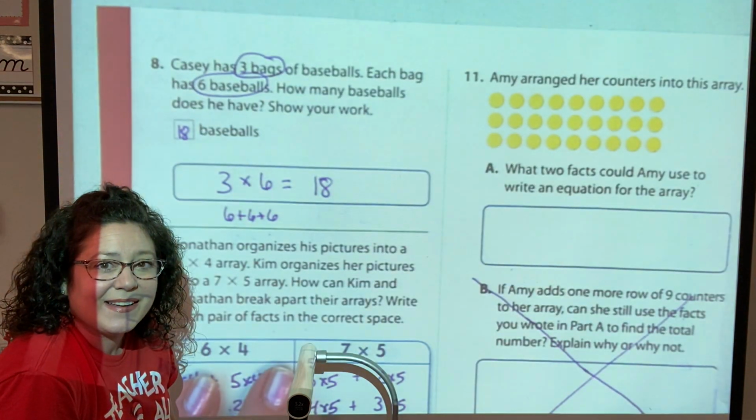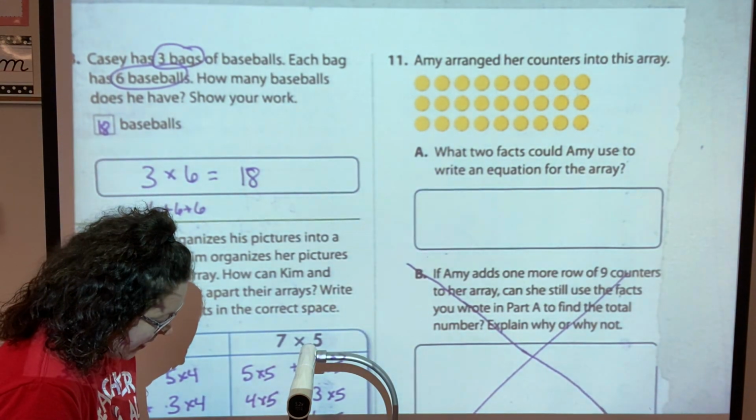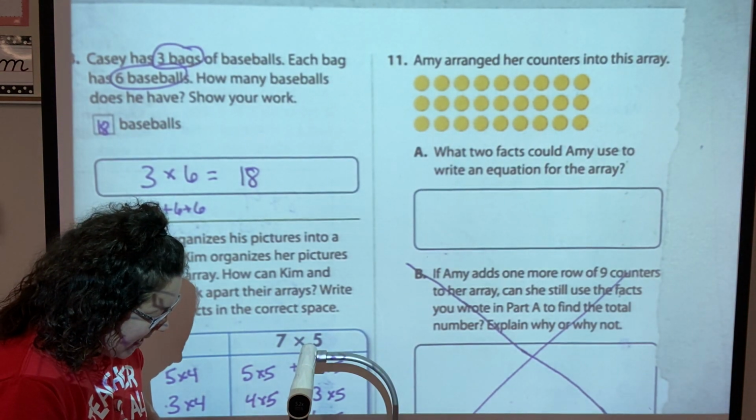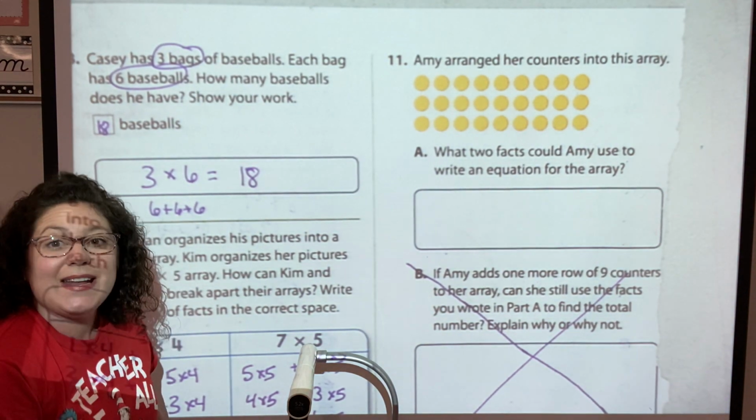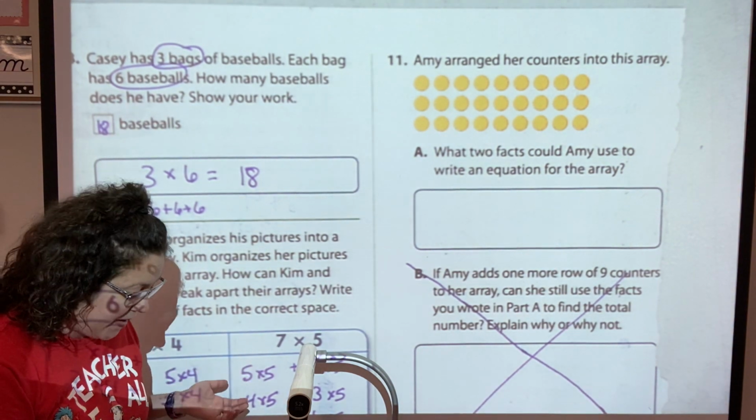Number 11. We're getting right through this. You guys are going to be super ready. Amy arranged her counters into this array. What 2 facts could Amy use to write an equation? Now, there could be several different correct answers, so I'm just going to show you one way.